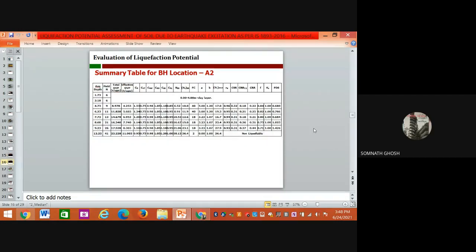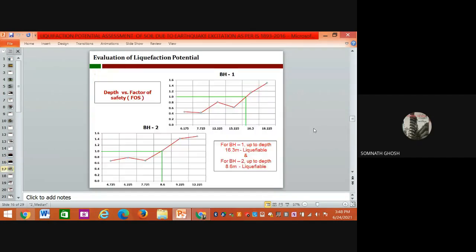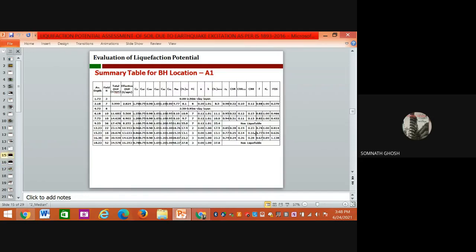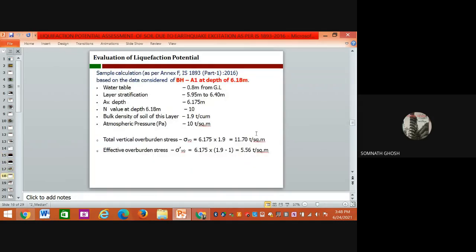This is about borehole 2. And this is what I showed you, that up to a particular depth it is less than 1. Beyond that it is greater than 1. And see, this is a particular data for borehole A1 at 6.818 meter level.